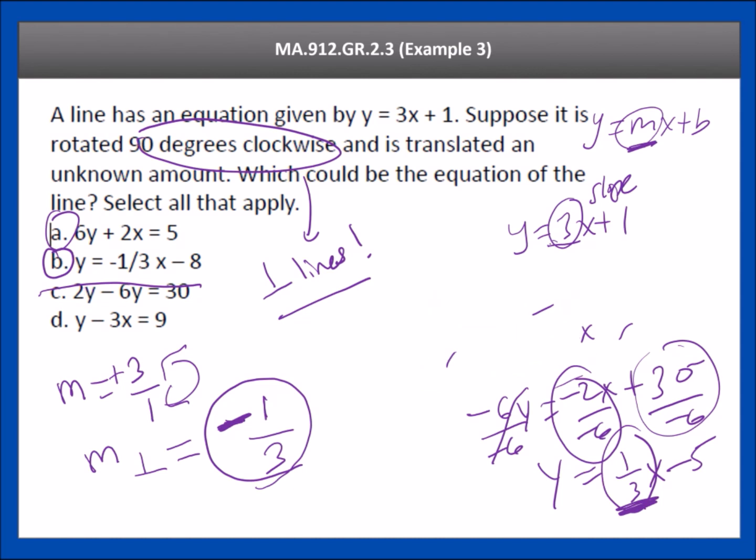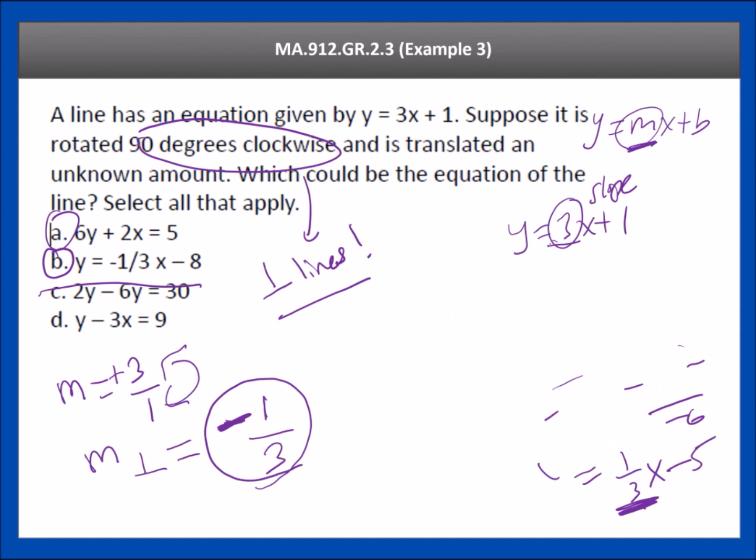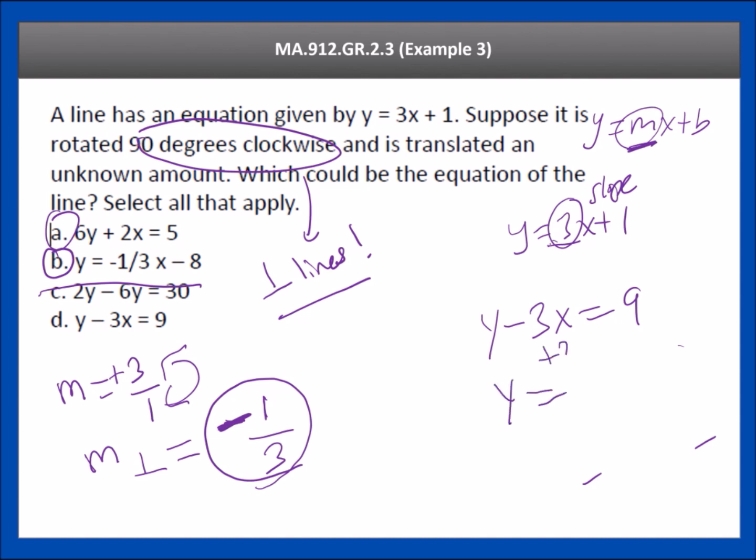And then we're going to check one last equation. We're going to check D. Again, I know I'm going through these quickly, but this is just algebra, so I'm not going to spend too much on the algebra. We're going to focus more on the geometry concept here. All right, so y minus 3x equals 9. Let's solve for y. Just move the 3x over. I'm going to add 3x to both sides. That becomes 3x plus 9. So the slope is 3. So this is not perpendicular. So the answers are A and B.